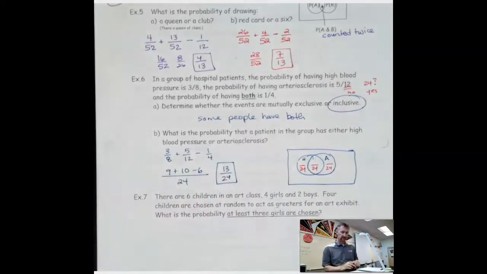Now, what I want to do here is, what if the question said, how many have neither?